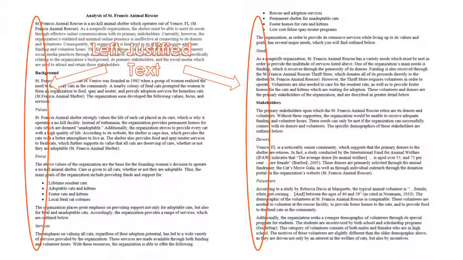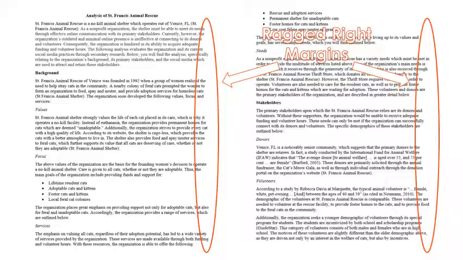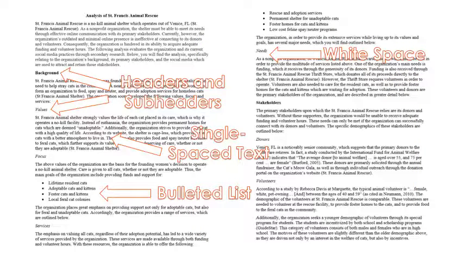If you'd like a fuller description of what each of these elements refers to, please go back and review the Block Formatting and Business Documents audio lecture. But in the meantime, here are some quick examples of left-justified text, of text that uses ragged right margins, of headers and subheaders, of single-spaced or 1.15x spaced text, of bulleted lists, and of the white space between paragraphs.